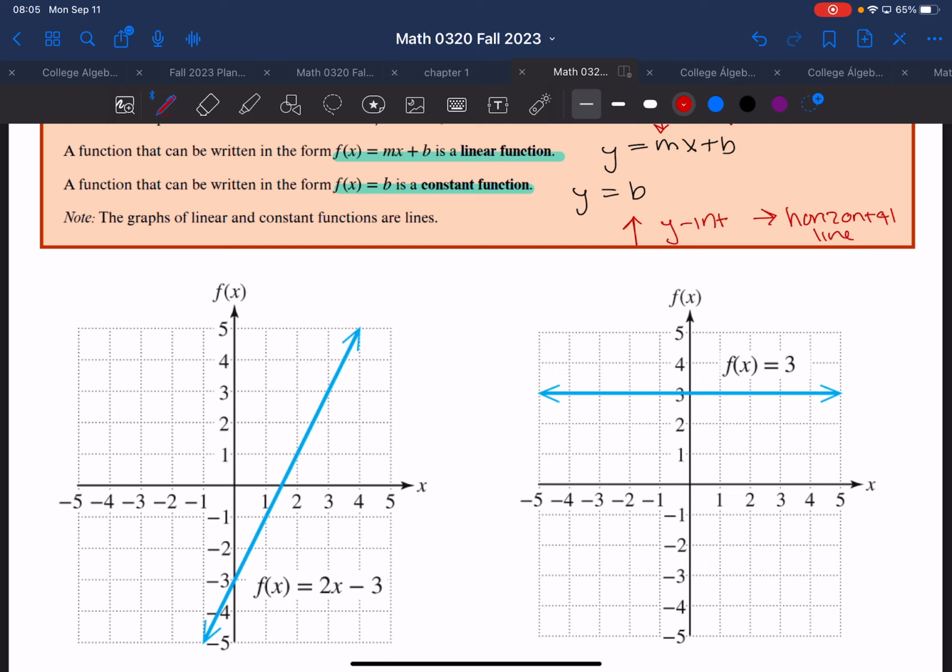So for this function, f of x is equal to 3. This 3 is the y-intercept. So notice that it crossed right here at 3, but since it did not have a slope, we just drew a horizontal line through it.